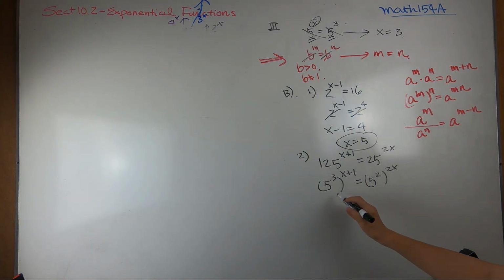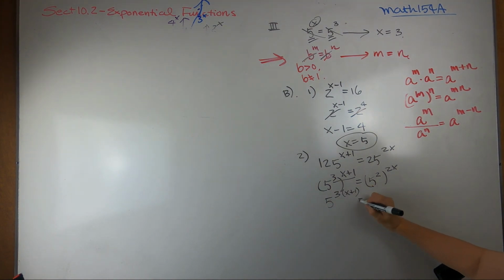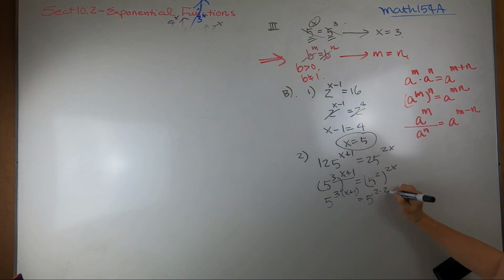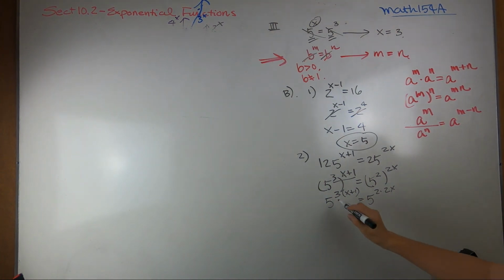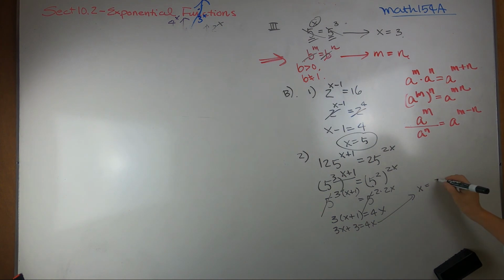So what do we have? This is power on power. So you have 5 to the 3 times (x plus 1). Here is 5 to the 2 times 2x. Now we have the same base, so we can ignore them. So you have this: 3x plus 3 equals 4x. Then what's your x? You solve it, then that would be 3.